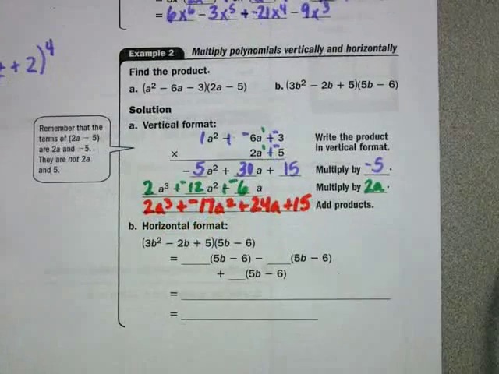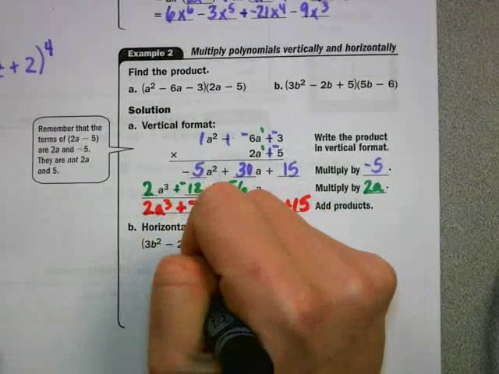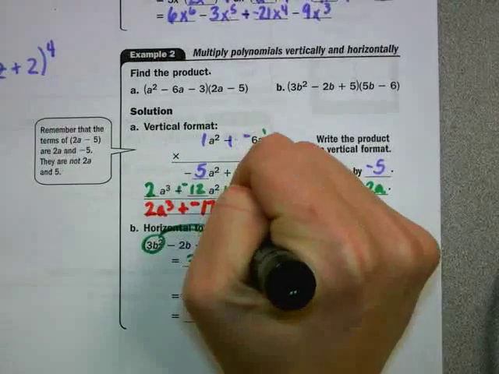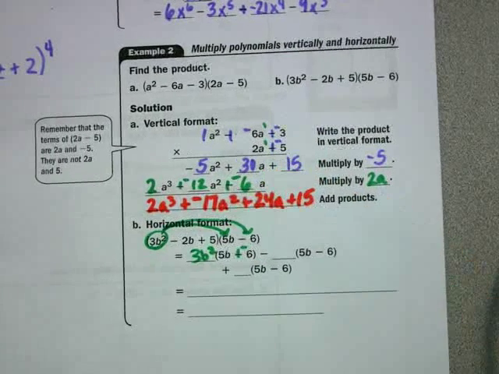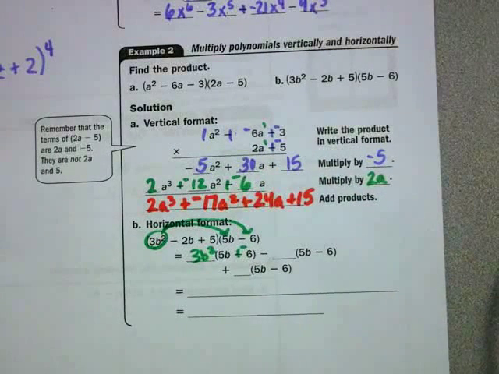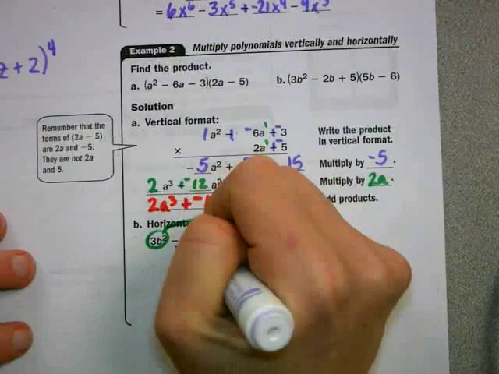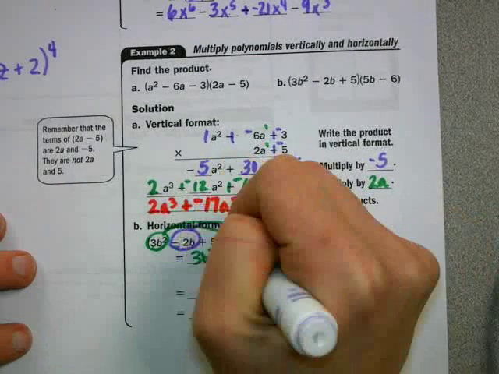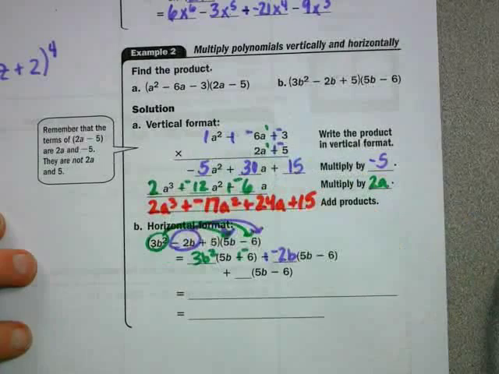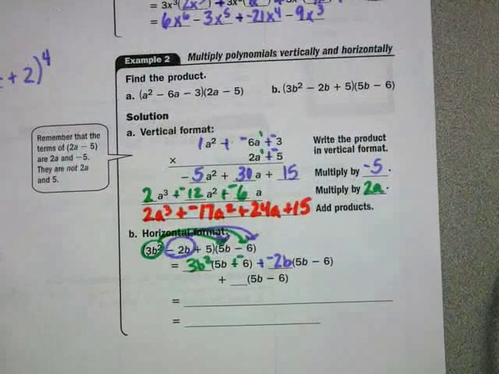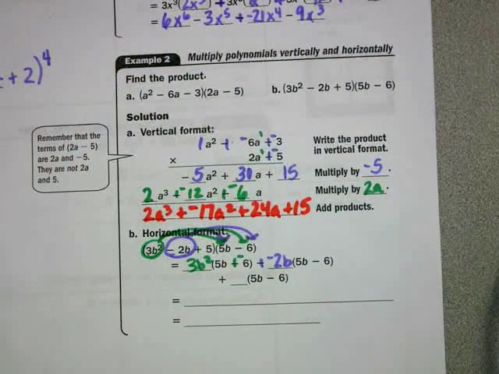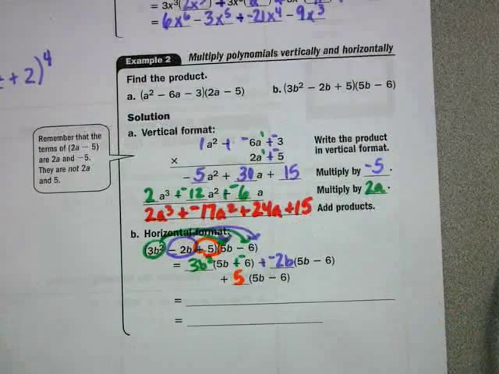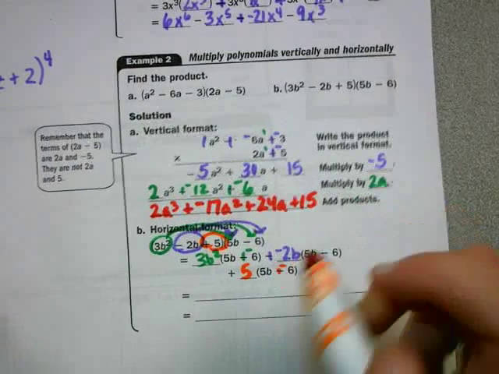So it's 3b squared was the first term here, and it gets multiplied by each one there. I'm going to make this plus a negative down there. Then the negative 2b, or the minus 2b, is plus negative 2b, gets multiplied by each one there as well. And then, finally, the plus 5. The 5 gets multiplied by each term in there as well. So I'm going to make this plus a negative, and this one plus a negative.